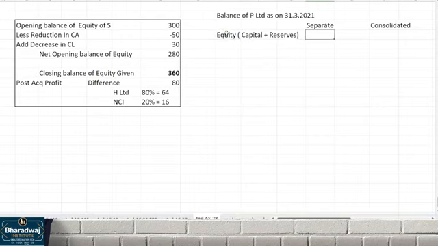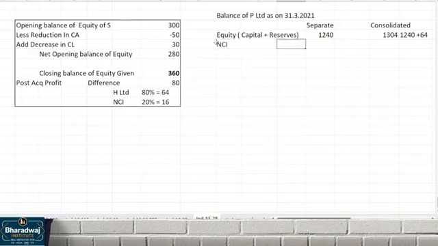In the separate balance sheet, only what will come? 1240 will come. In the consolidated balance sheet, that 1240 plus share of post acquisition profit will come, because that is included in reserves and surplus. Share of post acquisition profit is included in which one? Reserves and surplus. Then what is the next one?